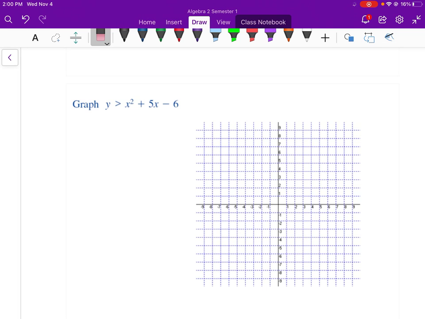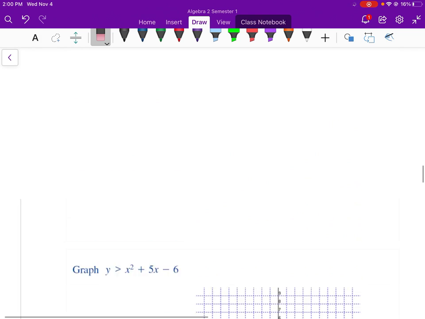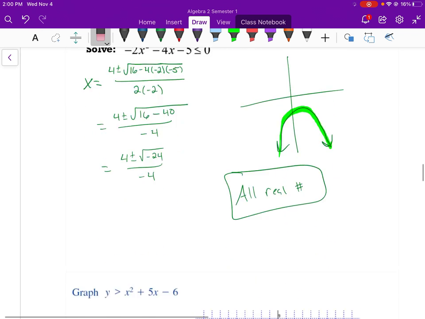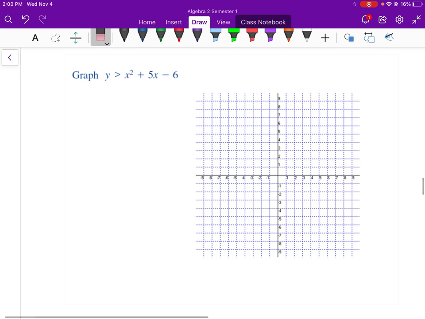All right, continuing on with 5.7. Okay, in 5.7a, that's where we were solving quadratic inequalities. Now, for 5.7b, we're going to be graphing these quadratic inequalities.